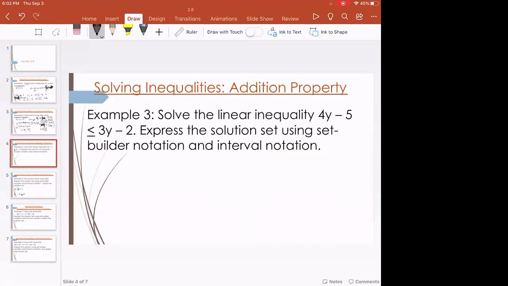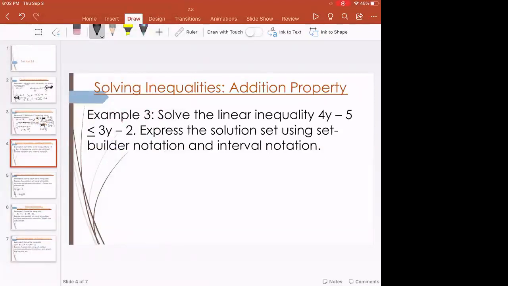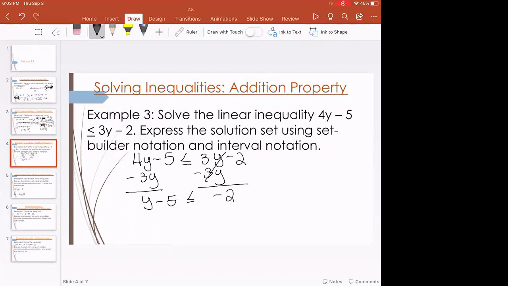When you're solving an inequality, you solve it like you do an equation with one exception. If you multiply or divide by a negative number, you have to flip your inequality. So subtract 3y from both sides. So we get y minus 5 is less than or equal to negative 2. Add 5 to both sides. And y is less than or equal to 3.